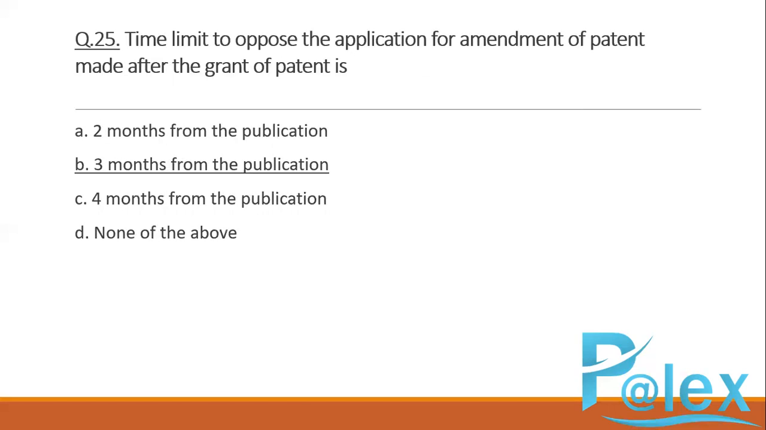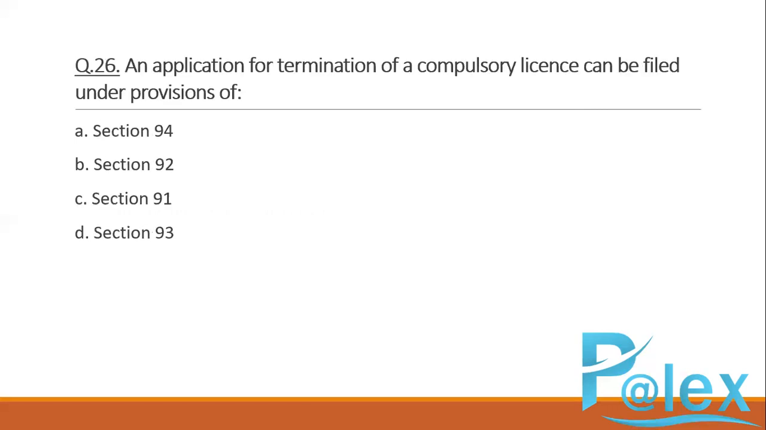This is different from, as I said, the opposition for the patent application or the post grant opposition. This is for the amendment. Someone does amendment in the patent, that can be opposed basically. Application for termination of a compulsory licence is under section 94.